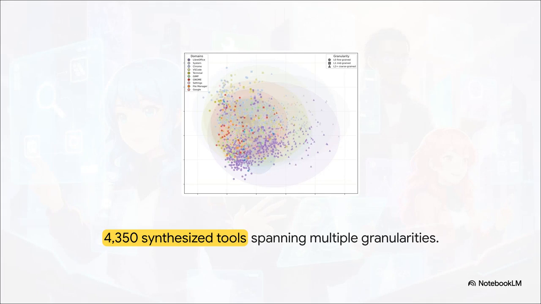Now, what's genuinely fascinating about this projection is how it validates the synthetic tool space. This clustering proves that the 4,350 unique synthesized tools actually capture incredibly diverse functionality across different application domains. Think LibreOffice, Chrome, VS Code, and it does this without collapsing into narrow abstraction layers. It's like a giant puzzle where you can clearly see fine-grained, mid-grained, and coarse-grained composite skills all coexisting perfectly within the exact same latent regions.